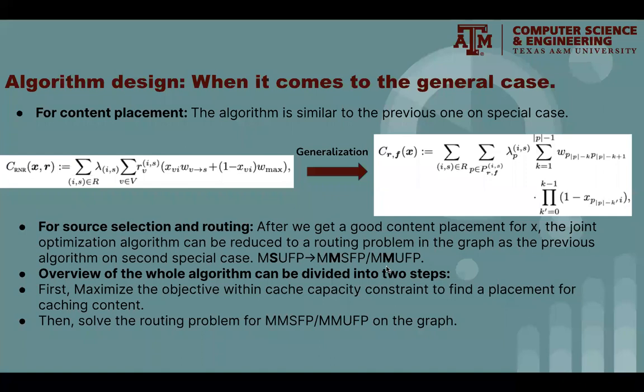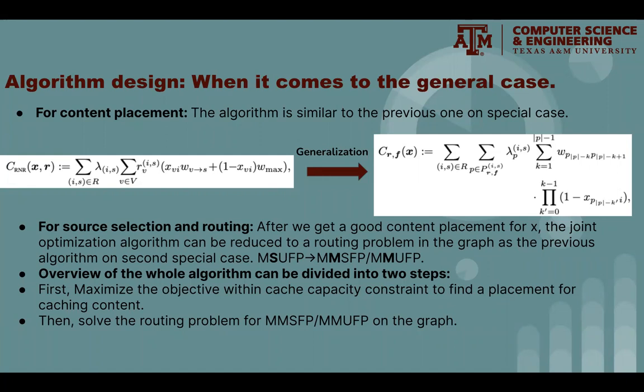So these are the modifications that we need to make. Also, this algorithm not only includes its previous algorithm, it also talks about the limitations when transferring this MSUFP to the MMSFP, which is also an open research problem. So the overview of the whole problem or algorithm can be divided into two steps.